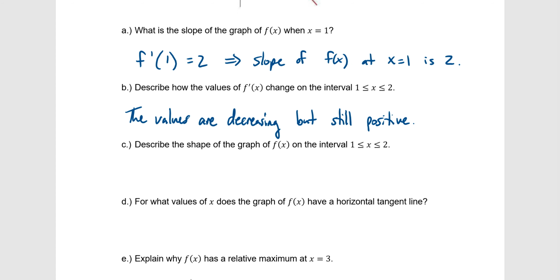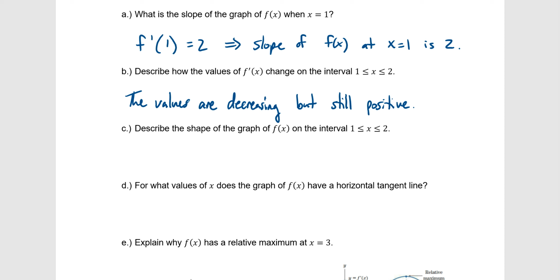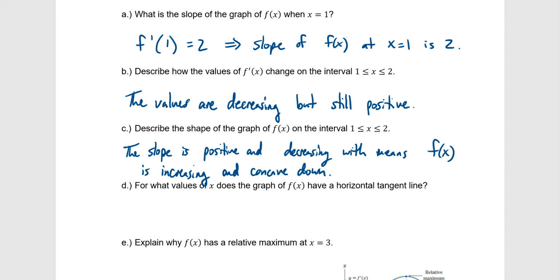So for C, putting that together, the shape of the graph of f of x on the interval 1 to 2. So since the slope is positive and decreasing, this means that f of x is increasing and concave down. So that would look something like this. F of x would look something like this over the interval, where it's still increasing, but it's increasing at a decreasing rate, meaning it's concave down.